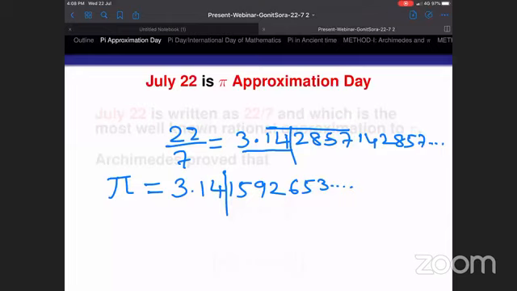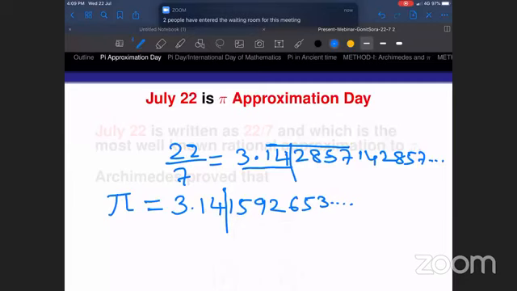So what is a simple continued fraction expansion of pi? You probably know that I can write 22 by 7 as 3 plus 1 over 7. So here it ends.